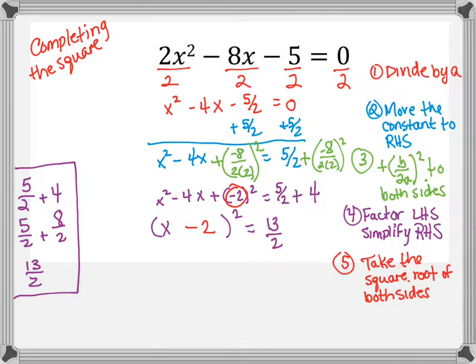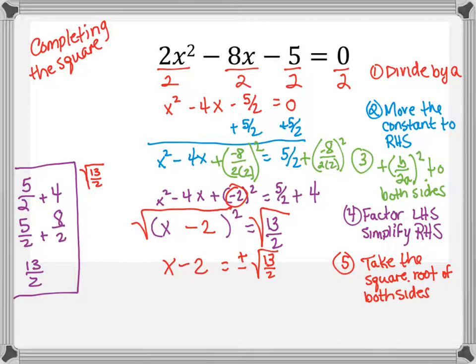Step 5. Take the square root of both sides. So I can take the square root of the left-hand side and the right-hand side. So the square root of (x - 2) squared is x - 2. When I take the square root as a step in solving an equation, I need a plus or minus, and I've got the square root of 13/2. We are going to simplify the square root of 13/2 because we need to get a more simplified form, although I believe my math lab will often accept it in this form.